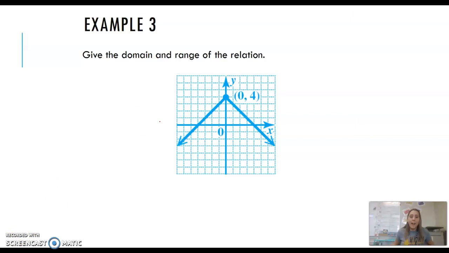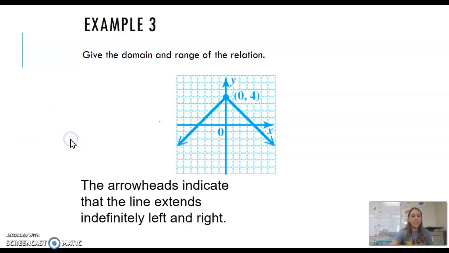All right, sorry. So the domain is going to go negative infinity, all the way over here, and all the way to positive infinity. The arrowheads indicate that it's going infinitely left and right, which is what we just talked about. So the domain is going to be negative infinity to infinity.